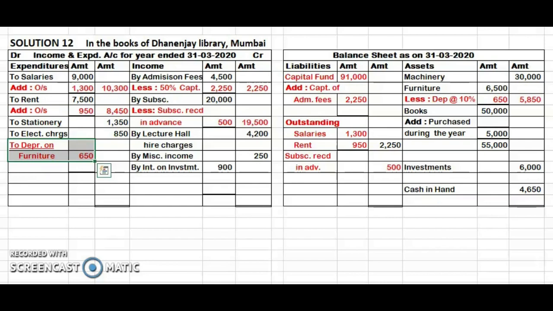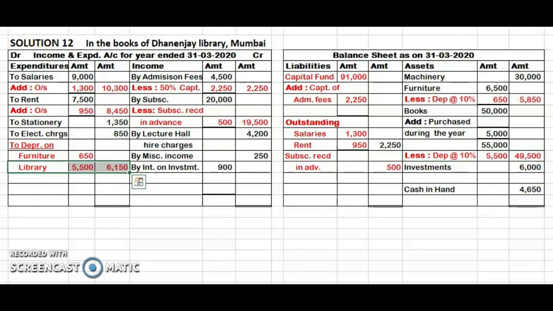Now since these books are purchased on 1st April, we calculate depreciation on 55,000. So 10% depreciation on 55,000 comes to 5,500. And the second effect, expenditure side of income and expenditure account.